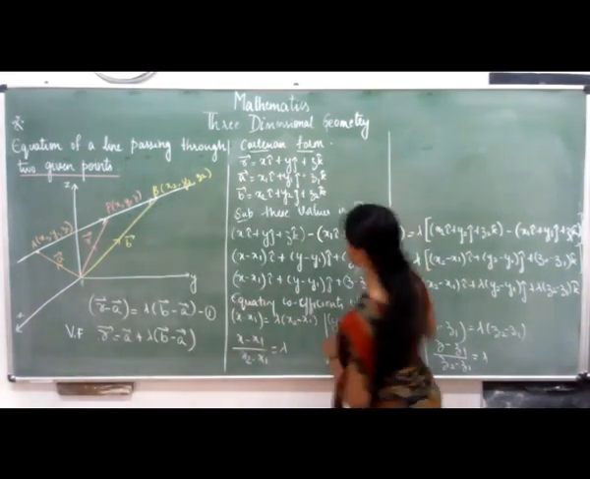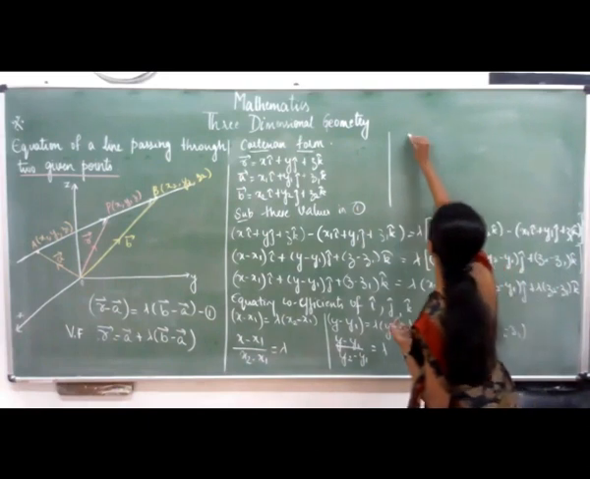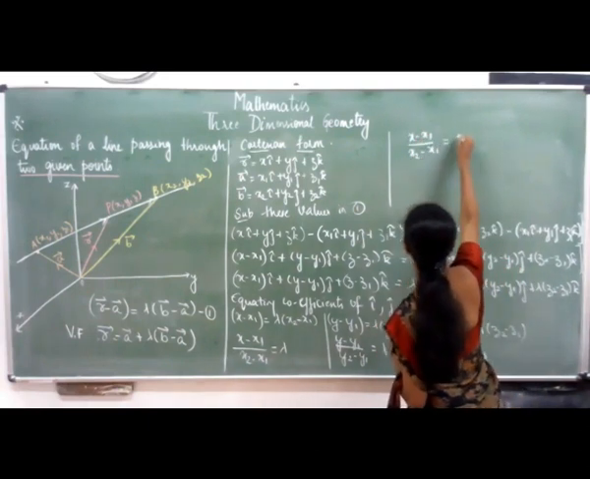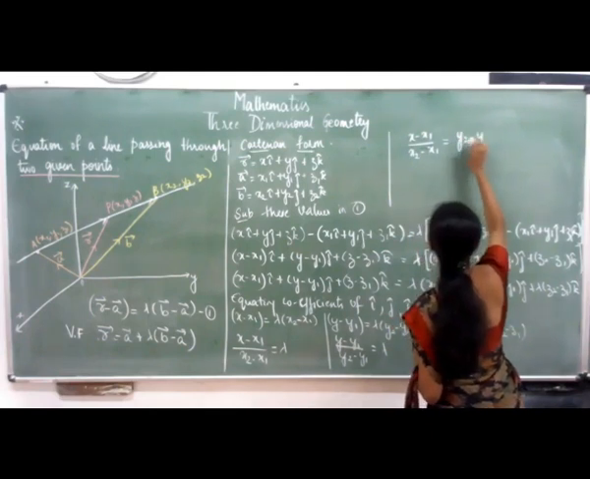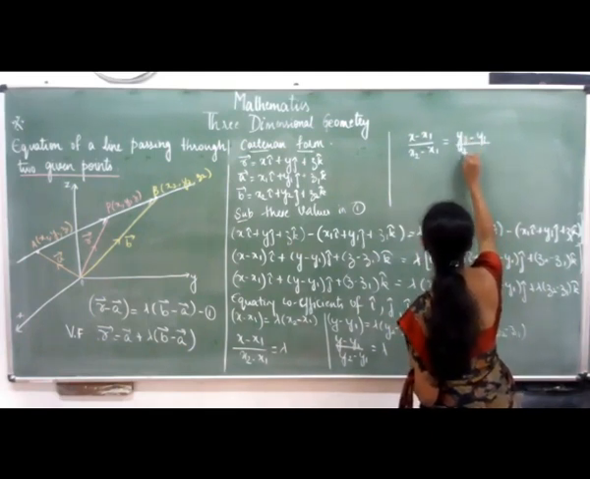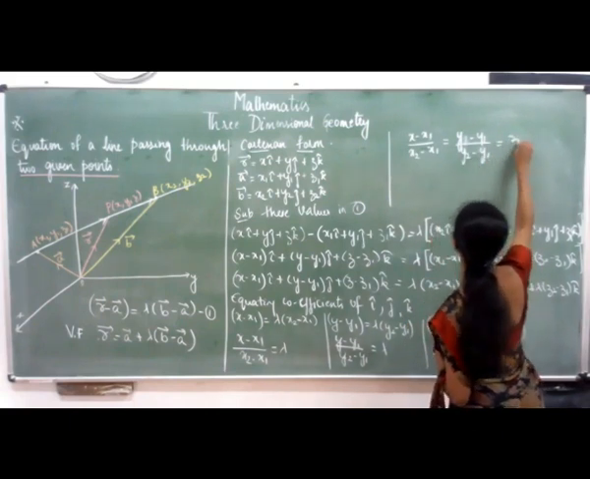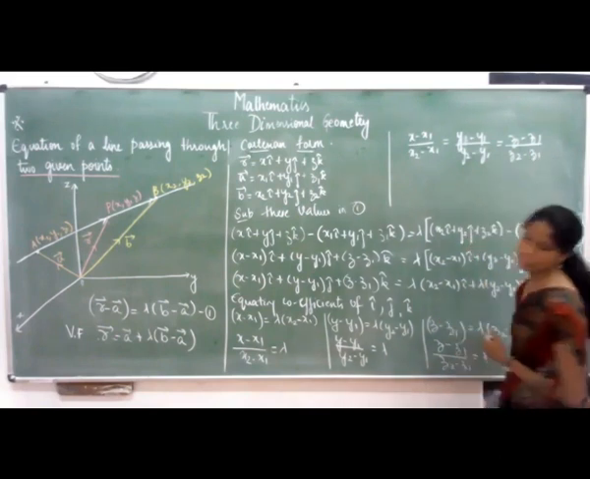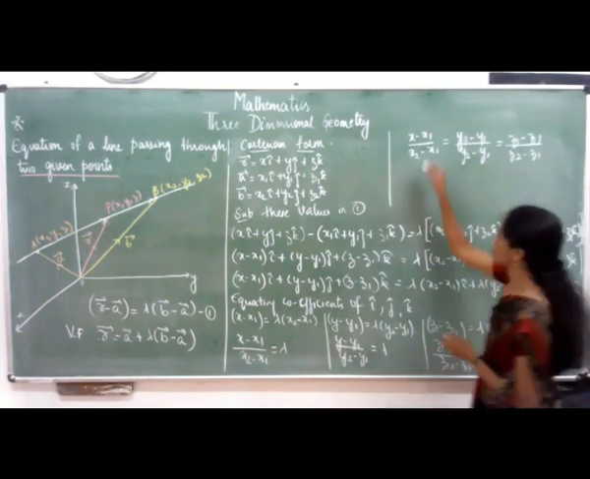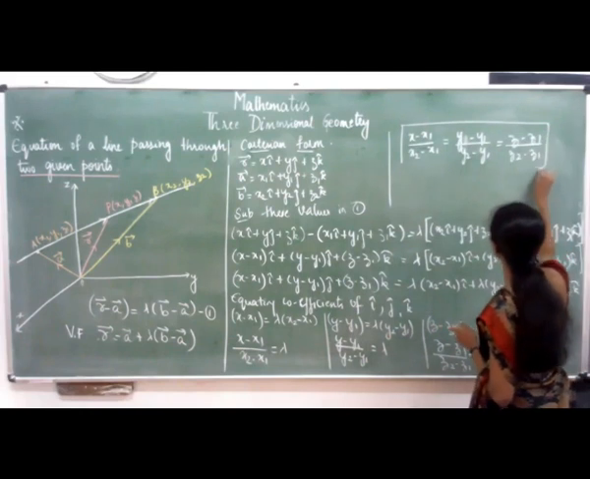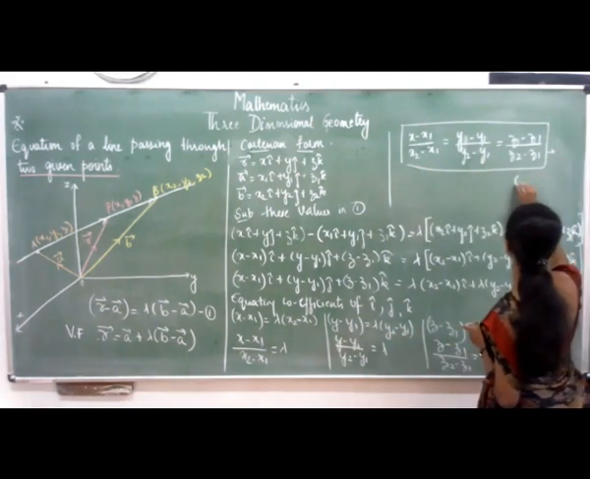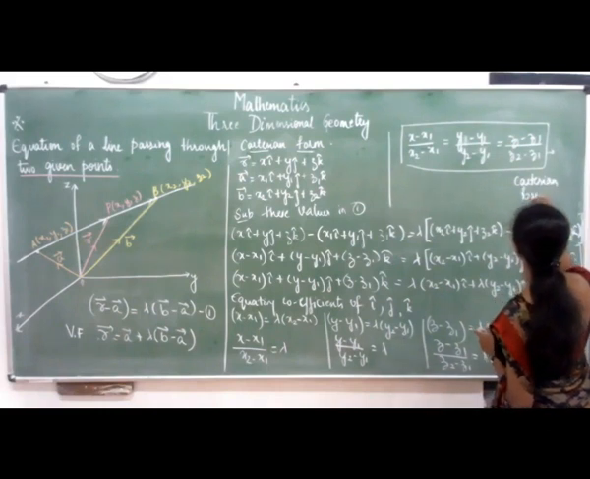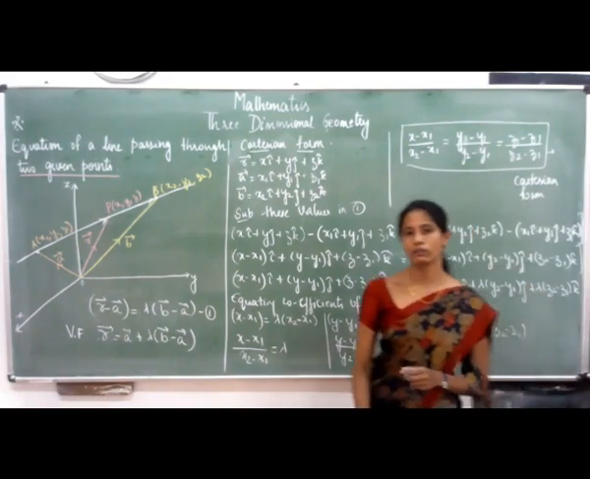Therefore, the Cartesian form of the equation of the line is given by x minus x1 by x2 minus x1, which is equal to y minus y1 by y2 minus y1, which is equal to z minus z1 by z2 minus z1. Understood? So, this is the Cartesian form of the equation of the line passing through two given points.